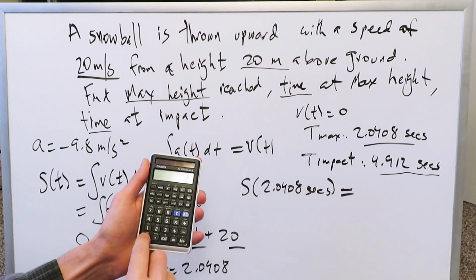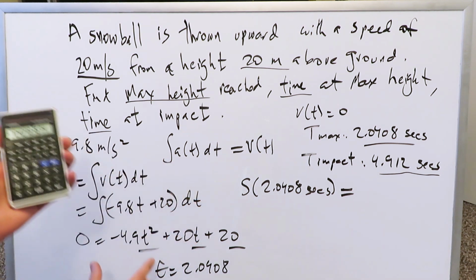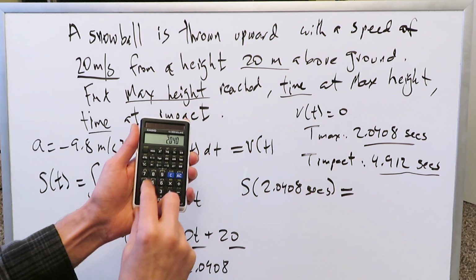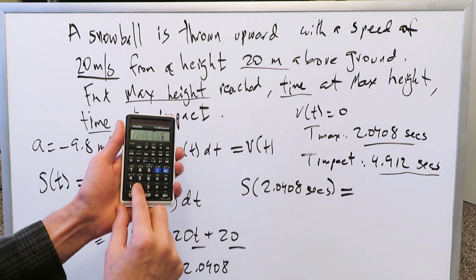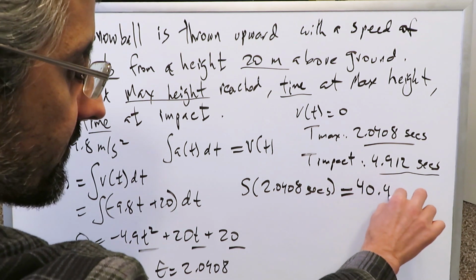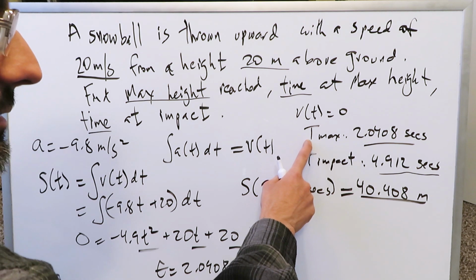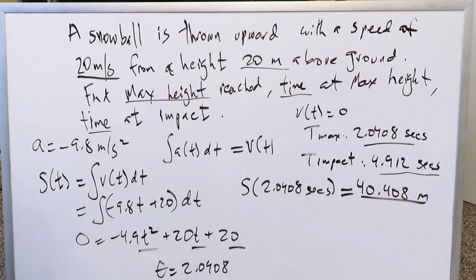We have here 2.0408, we'll square it, we multiply by minus 4.9, that's this part right here. Then we'll add it to 20 times 2.0408, then we'll add that to this 20 here because it was 20 meters above the ground. We have here 40.408, and we can write it off, 40.408 meters. That's the maximum height reached at the time 2.0408 seconds, with the snowball hitting the ground at 4.912 seconds. Everything here done with regards to a logical integral approach. And that's all I wanted to present to you.